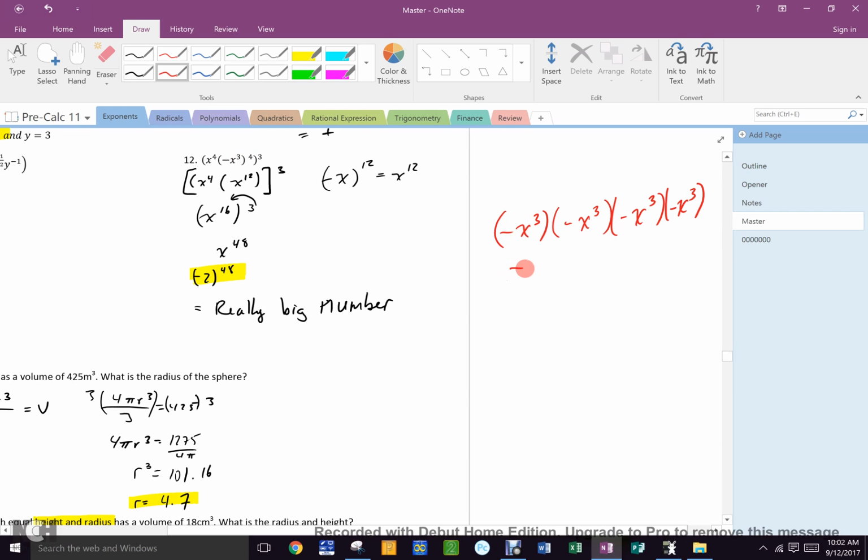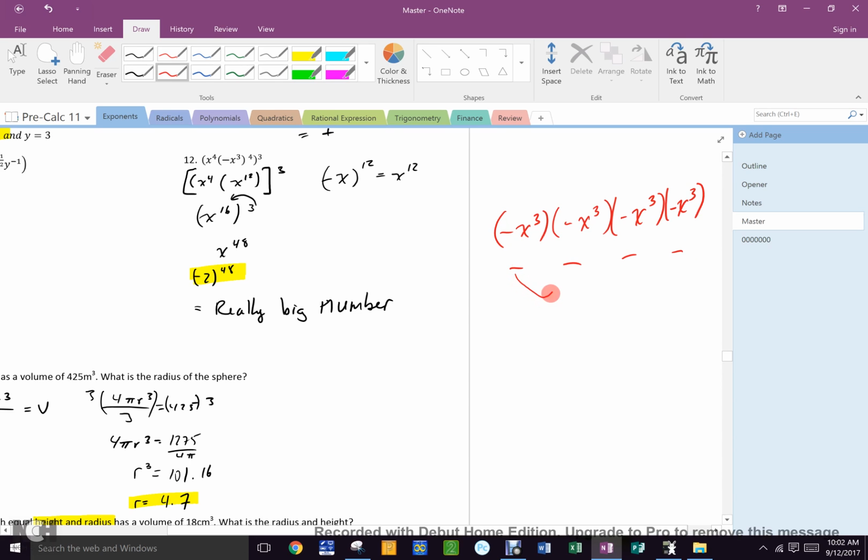So is this right here negative x cubed, right? That's going to be a negative number, isn't it? Because negative, negative, negative. This negative is not part of the base, is it? Does everyone agree? So that's going to be a negative number, yes? And that's going to be a negative number, and that's going to be a negative number, and that's going to be a negative number, isn't it?